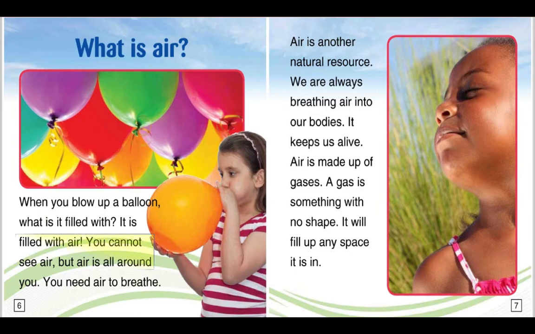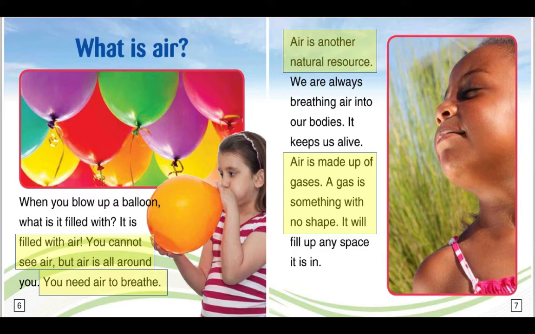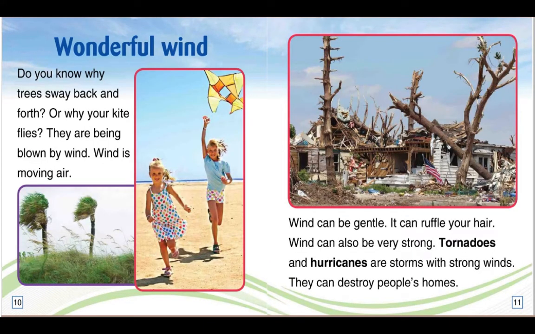So one thing I learned was that you cannot see air, but air is all around. Even right now while you're sitting, there's air around you. You just can't see it. I also learned that you need air to breathe. And we also practiced breathing and felt that air coming in and out of our bodies. I learned that air is a natural resource. And I also learned that air is made up of gas. And a gas is something with no shape. Were those some of the things that you and your partner learned? Great job. So let's look next.